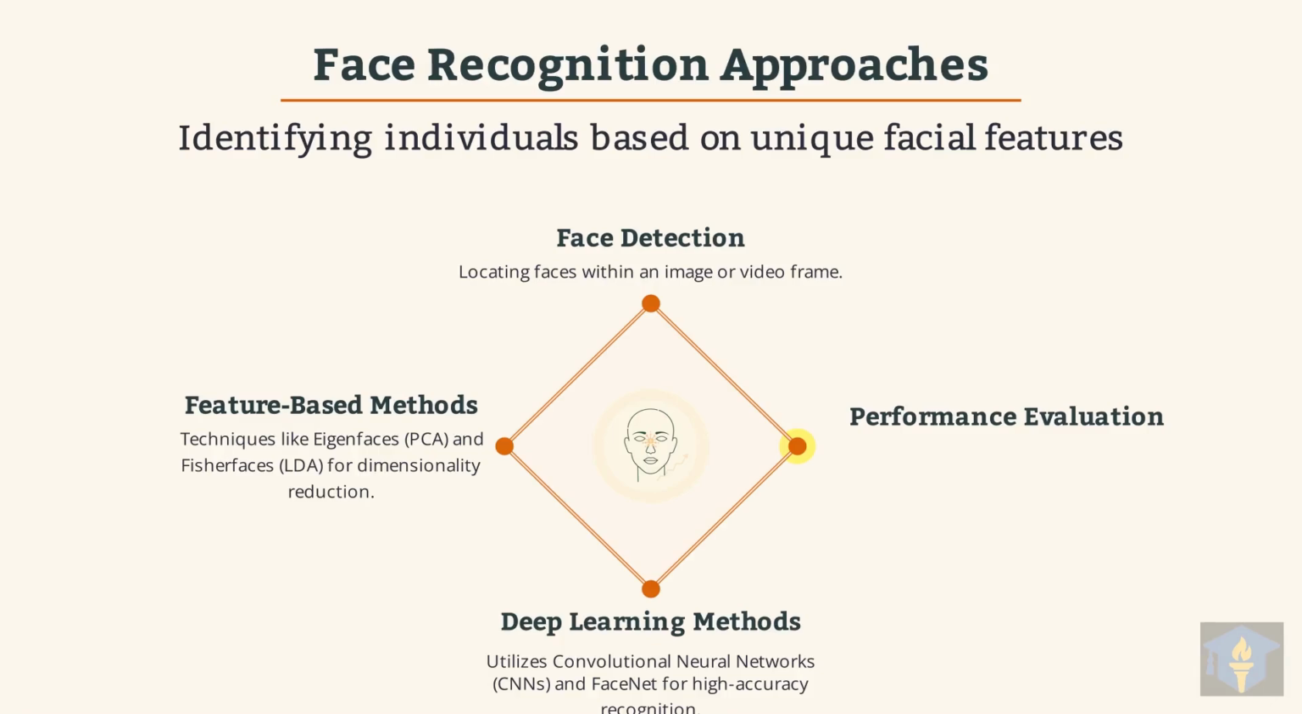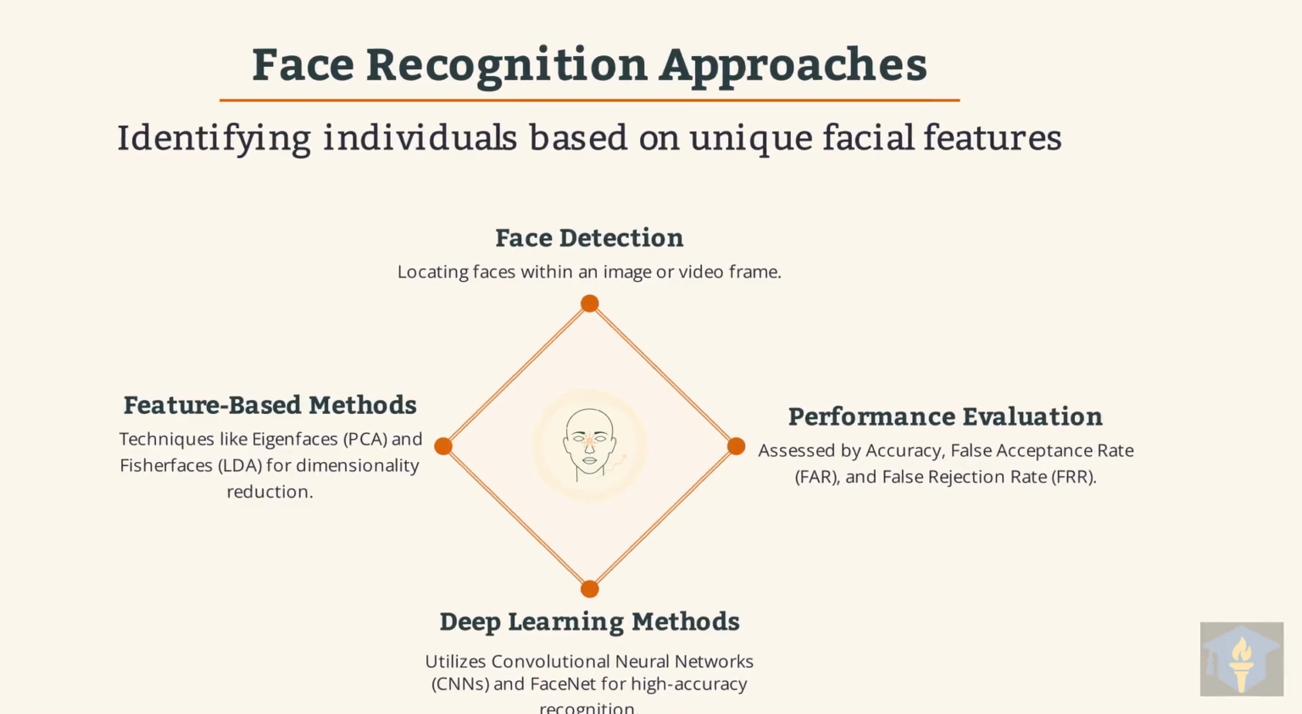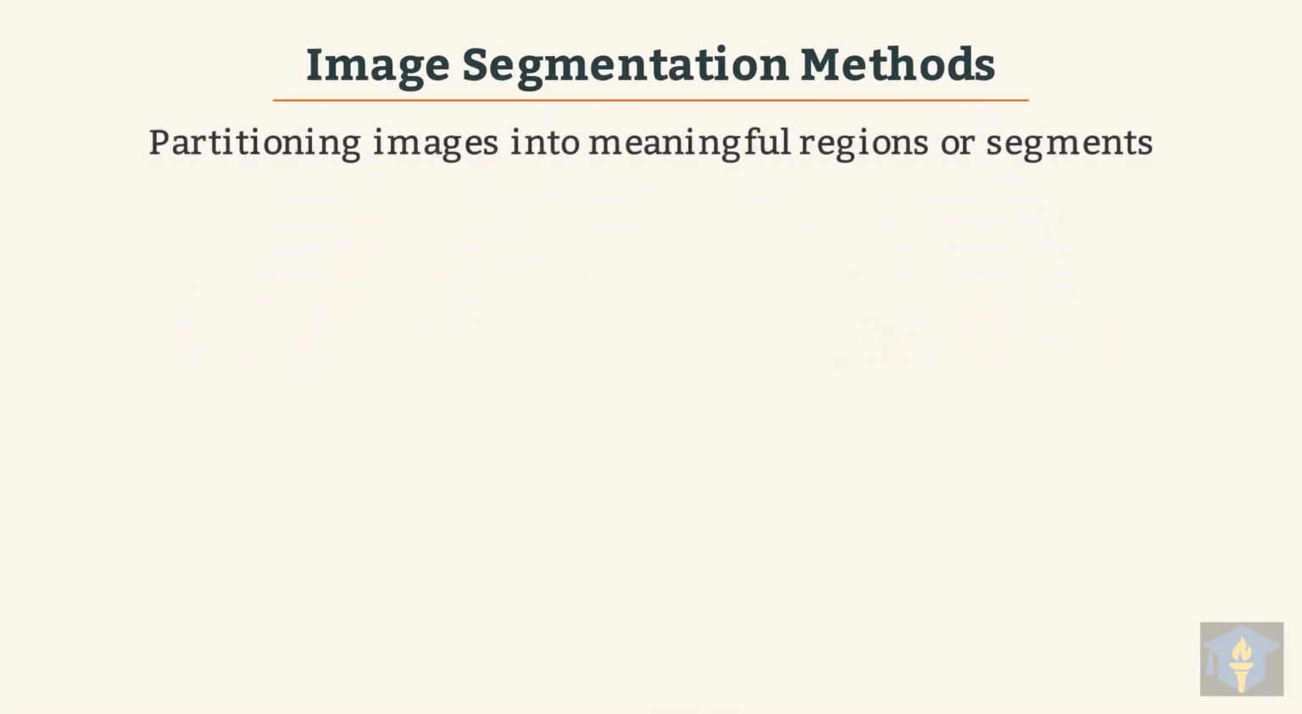Evaluating the performance of face recognition systems is critical to understanding their effectiveness. Performance is typically assessed using metrics like accuracy, false acceptance rate, and false rejection rate. Let's explore image segmentation, a fundamental computer vision task that partitions images. This process involves dividing an image into meaningful regions or distinct segments for further analysis.